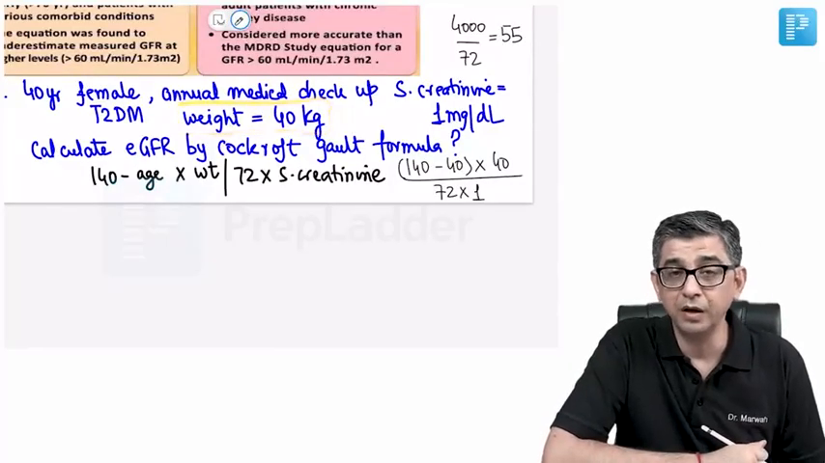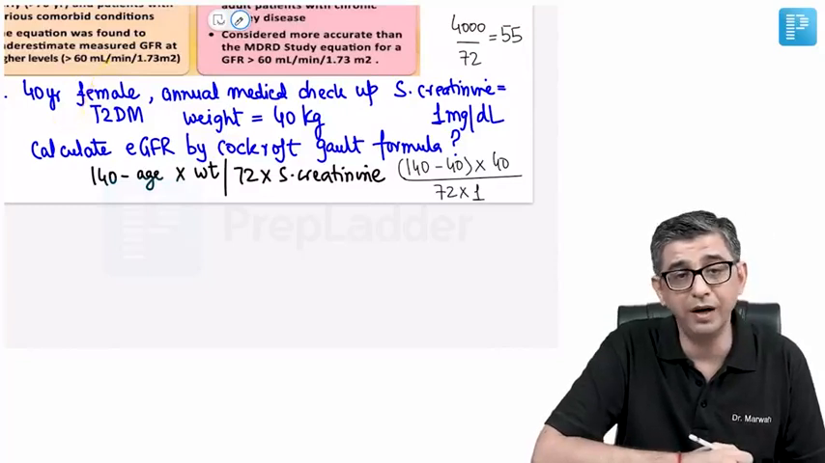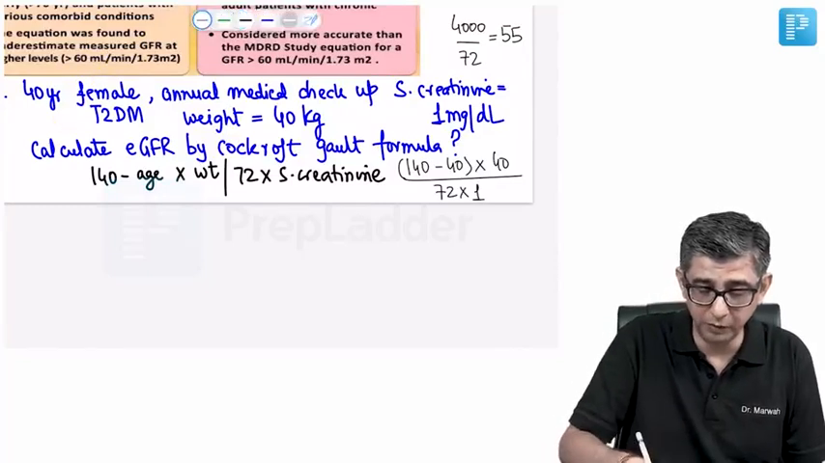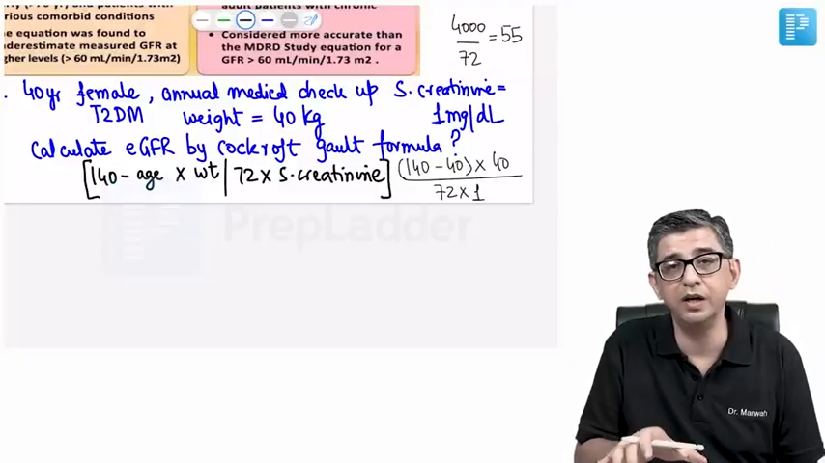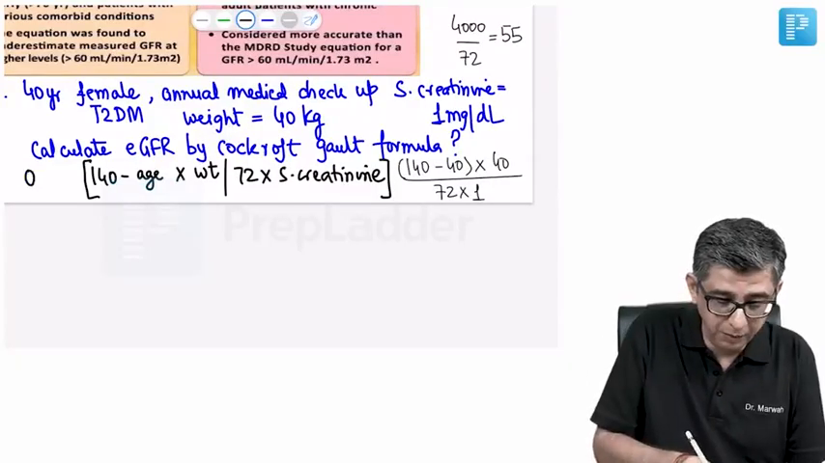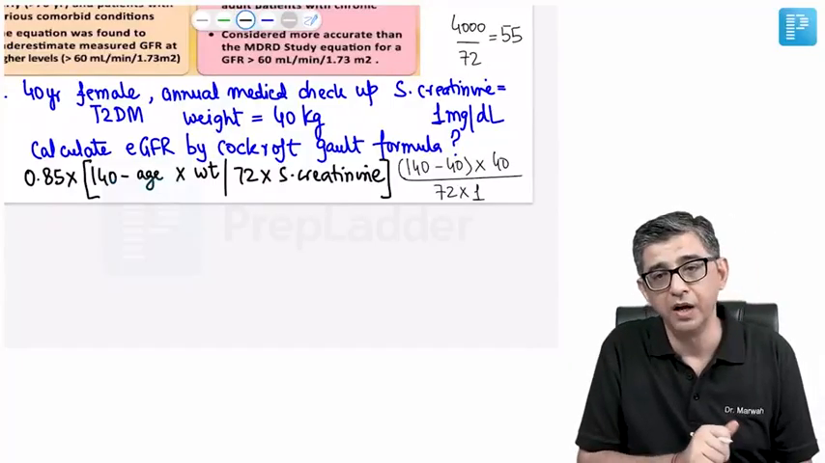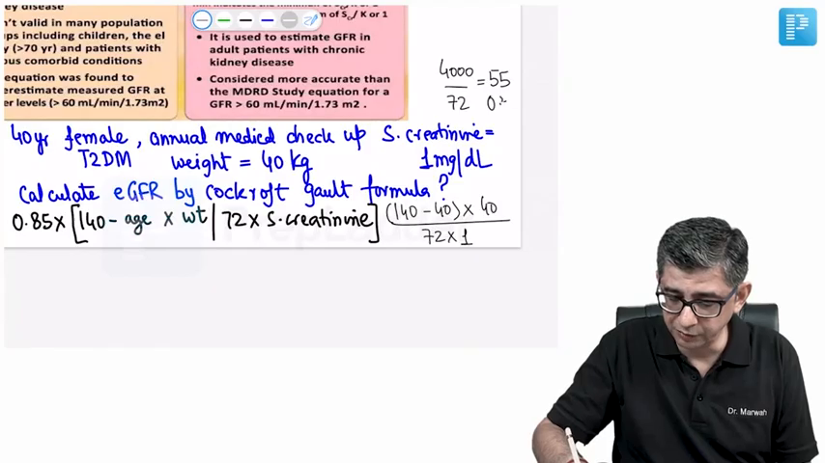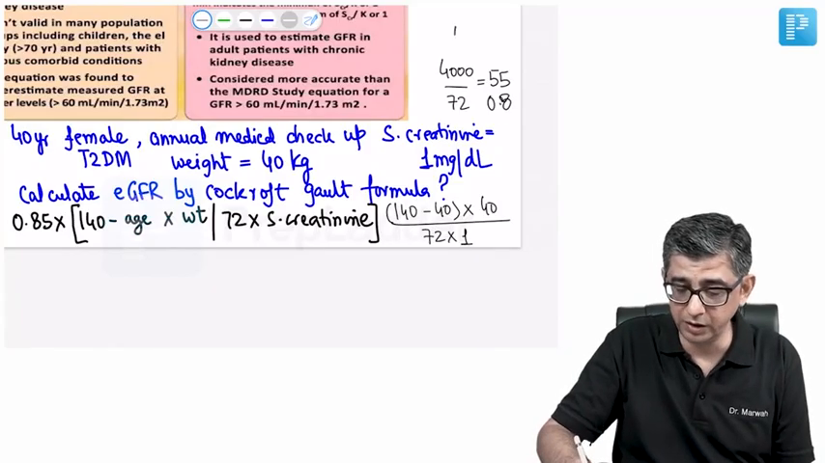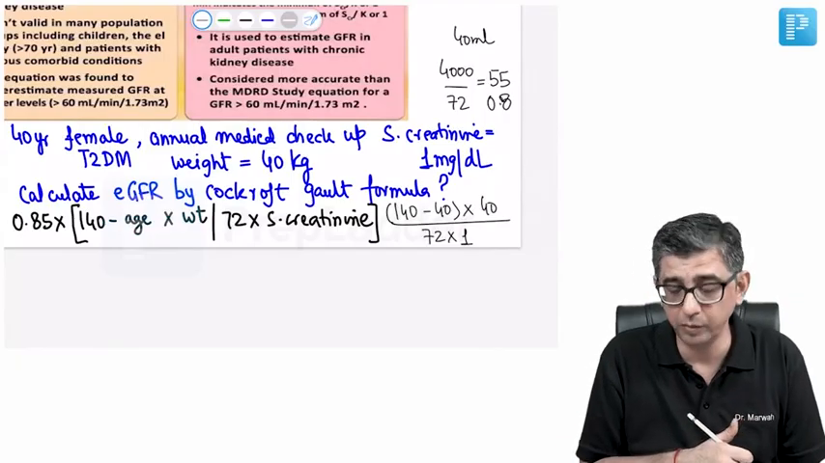In fact, whenever he talks about a female patient in the Cockcroft-Gault formula, there's an addition that I want to tell you over and above this, that because females have lesser muscle mass, this formula is valid for a male patient. If it is a female patient, you have to multiply this further by 0.85. So if I take up mathematically 0.85 of 55, this will turn out to be even lower, that is about 40 ml.